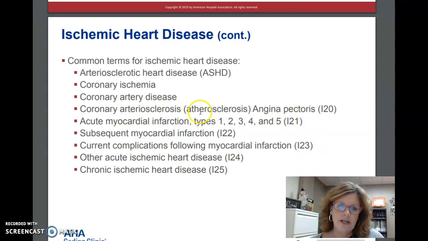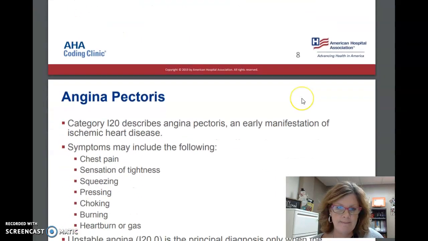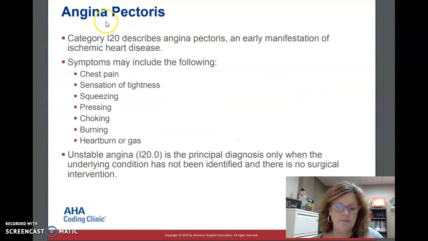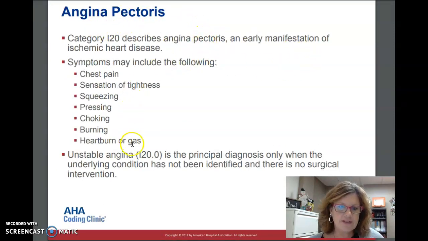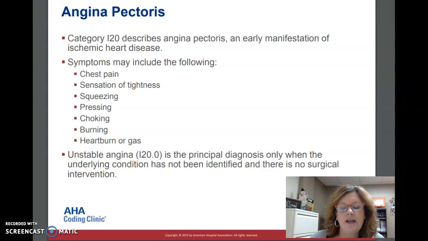One nice thing here is if we have coronary arteriosclerosis with angina pectoris, it's one code. We do not code these out separately. Okay, one thing with angina pectoris, these are the symptoms. Okay, unstable angina is I20.0. Is the principal diagnosis. This is very important. Underline this, make notes. Only when the underlying condition has not been identified and there's no surgical intervention. It's the only time I can use that as a principal diagnosis. Otherwise, you need to find something like coronary artery disease as your principal diagnosis. So keep that in mind.